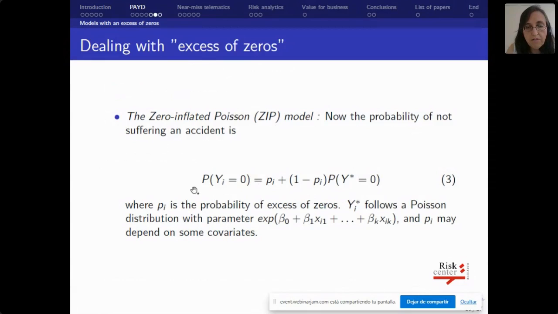So the probability of having zero accidents is made out of two parts. One part is just the Poisson behavior, so the probability of having zero accidents in the Poisson distribution that depends on other covariates, but there is an extra probability, and we have analyzed things that matter on this probability. So this was really analyzed in this paper.